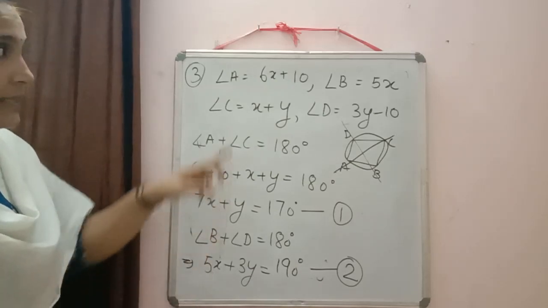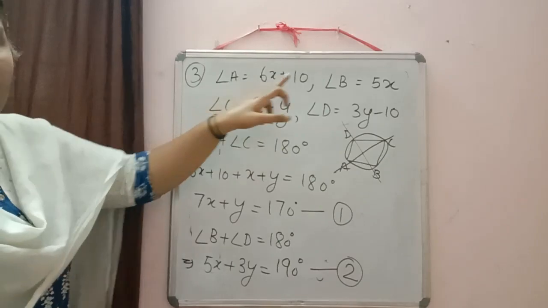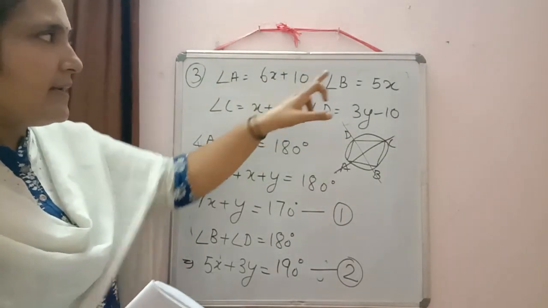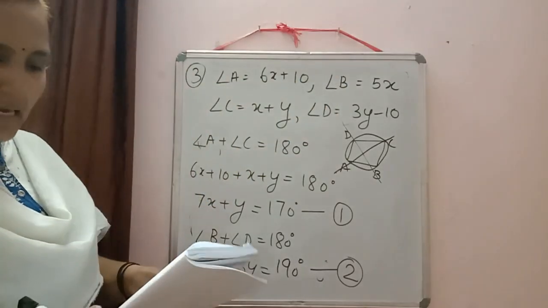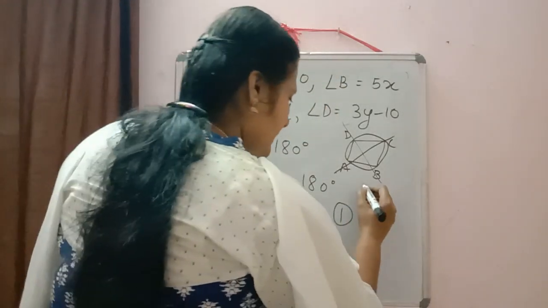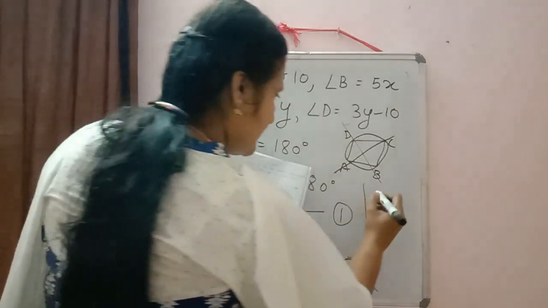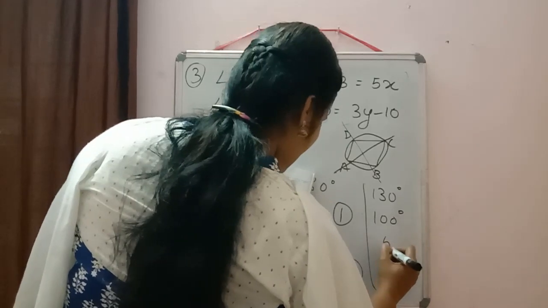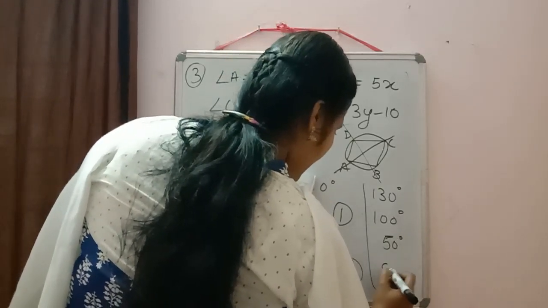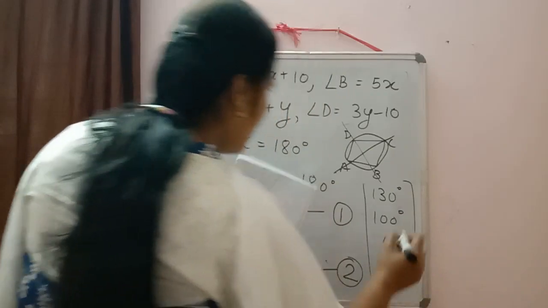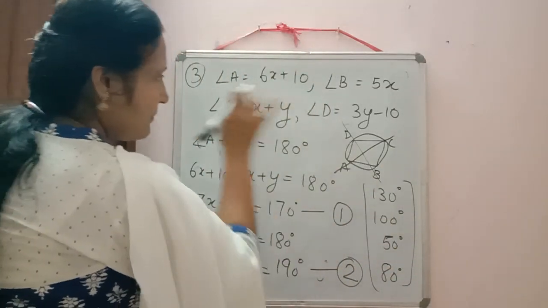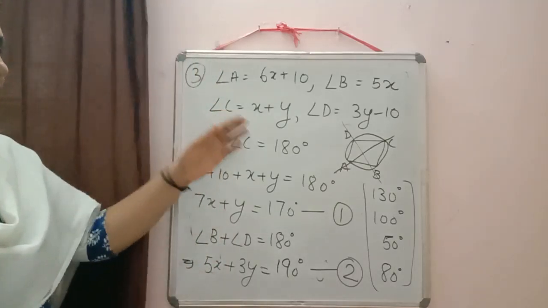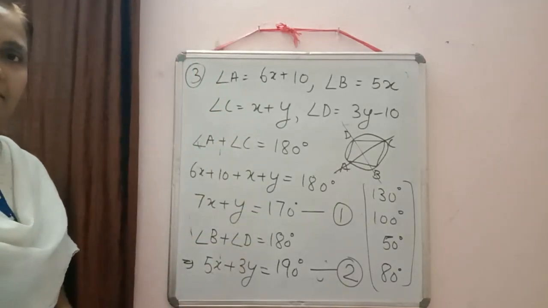We want the angles. So after getting the value of x and y, find out angle A, angle B, angle C and angle D by substituting the values of x and y. I am giving you the answer here. The angles will be in this way: 130 degree, 100 degree, 50 degree and 80 degree. And I think it is written in order only. Angle A will be this, angle B 100, angle C 50 and angle D 80 degree.